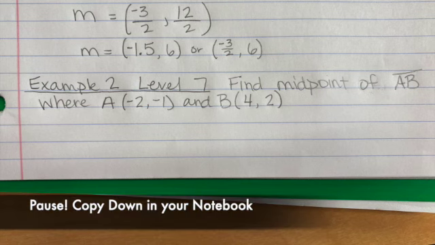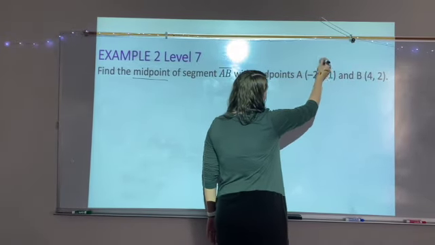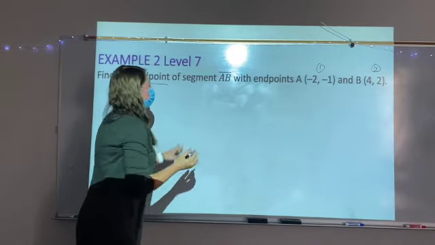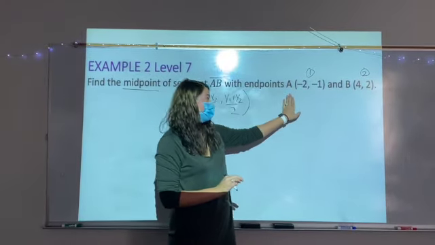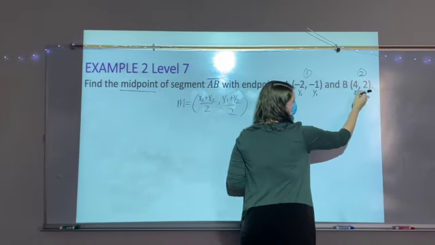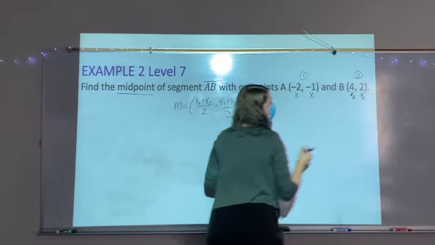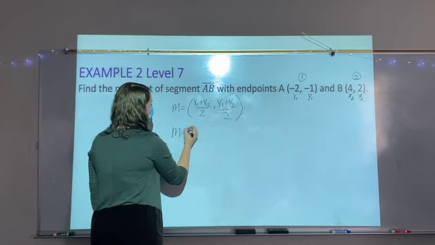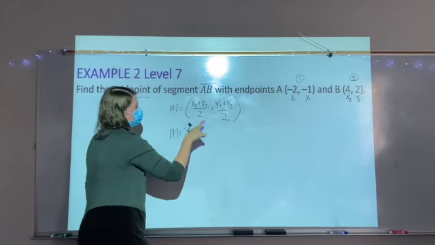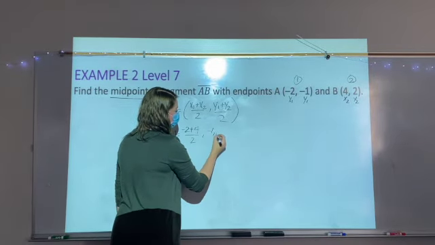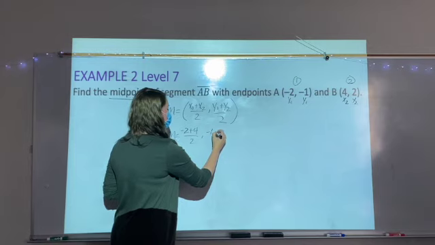Now take a minute to write down example 2, level 7 in your notebook. So I'm going to go ahead and label these endpoints 1 and 2. So now I'm going to go ahead and write out my midpoint formula. Remember how I labeled these 1 and 2? I'm going to go ahead and label these x1, y1, and x2, y2. So the last step I have is to plug these numbers into my equation. x1 is -2, plus my x2 is 4, my y1 is -1, and my y2 is 2.